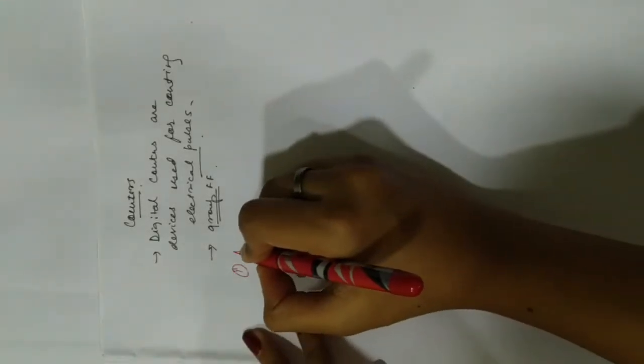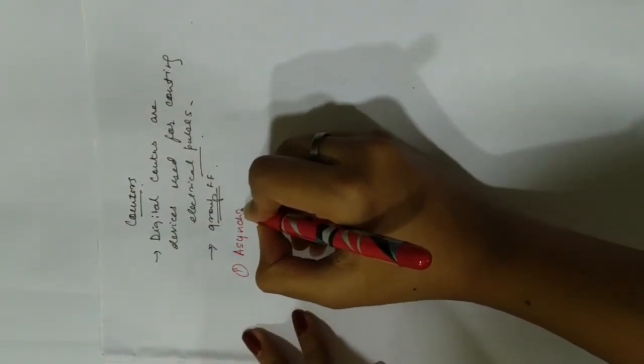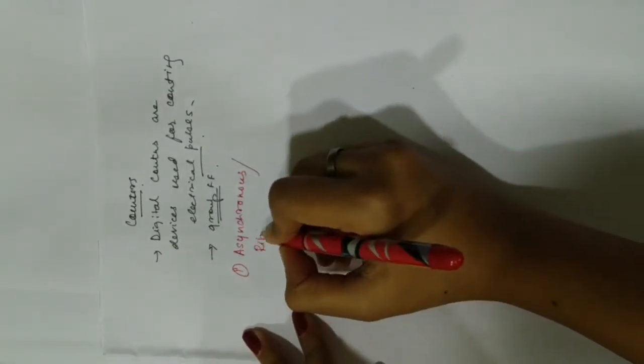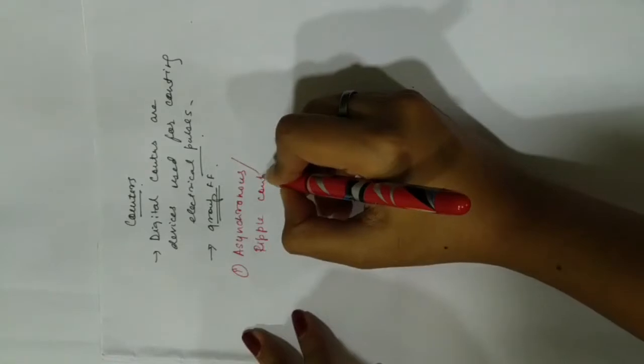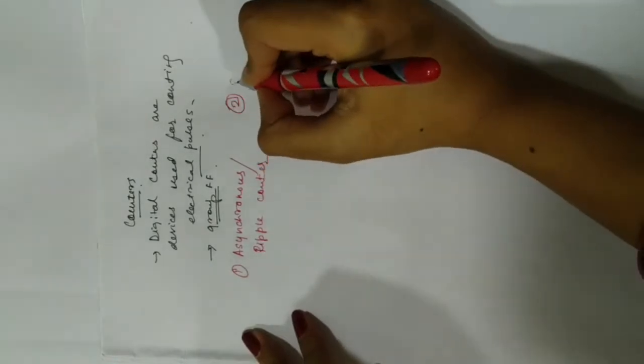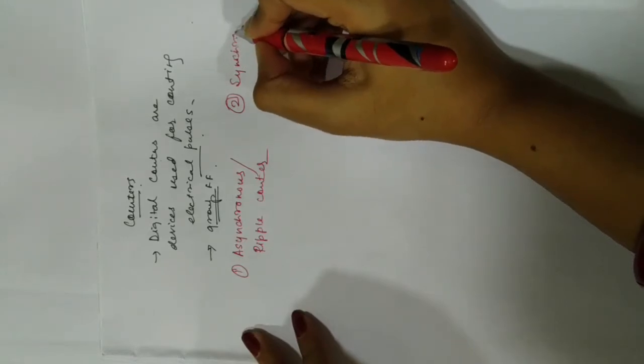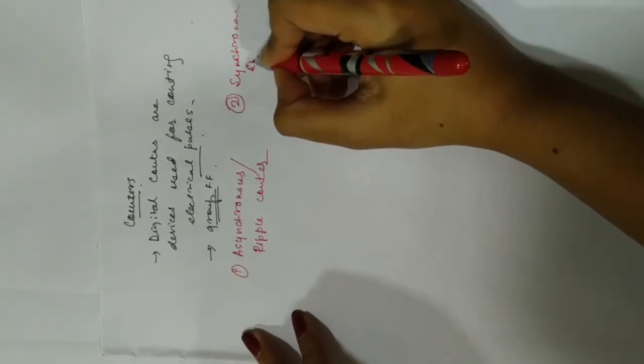Now counters can be broadly classified into two types. The first is asynchronous counter, asynchronous or ripple counter, and the second is synchronous counter.